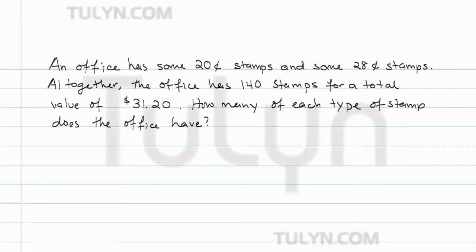An office has some 20-cent stamps and some 28-cent stamps. Altogether, the office has 140 stamps for a total value of $31.20. How many of each type of stamp does the office have?